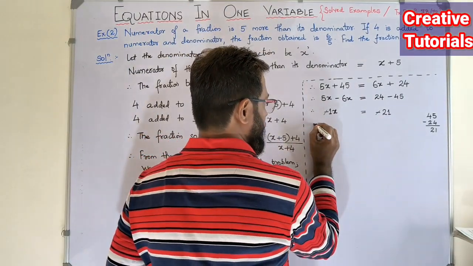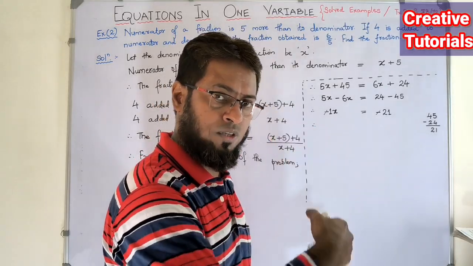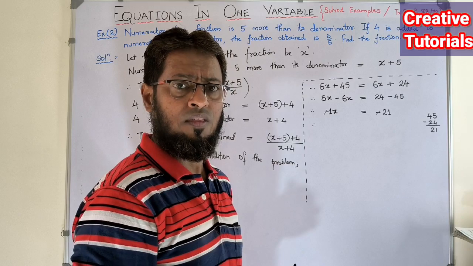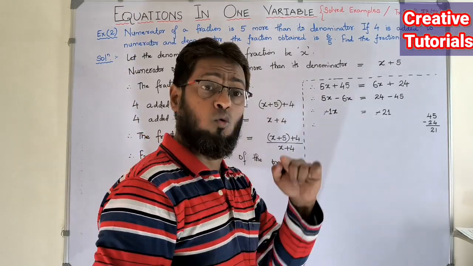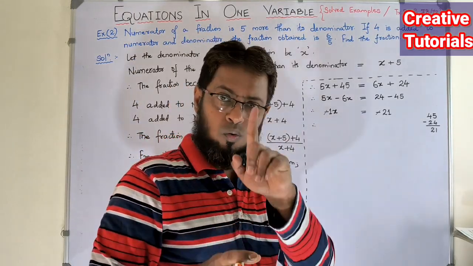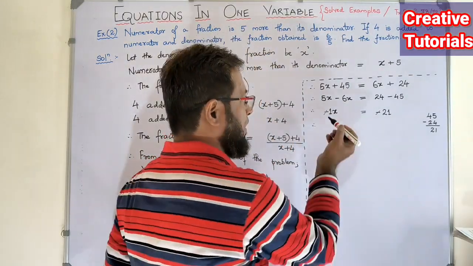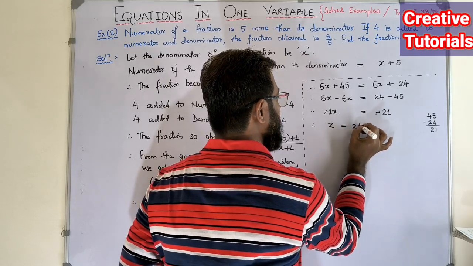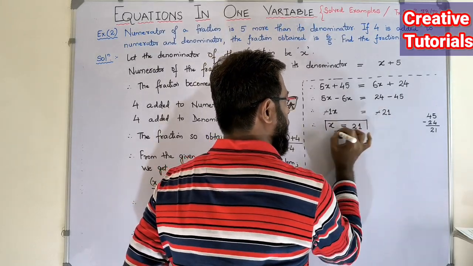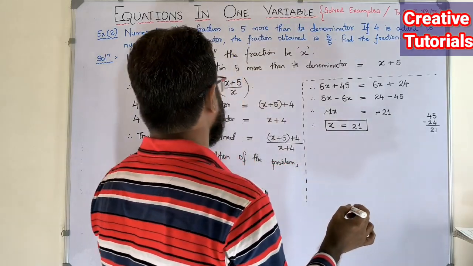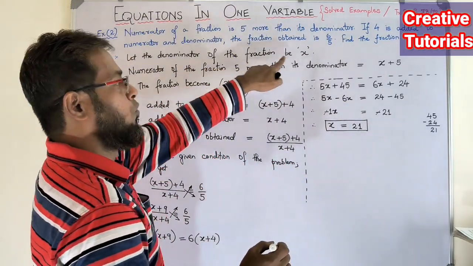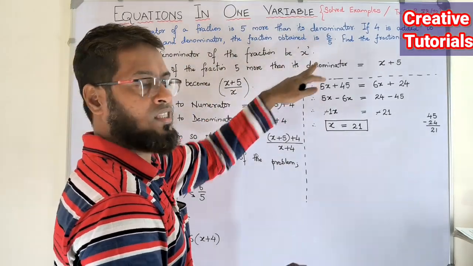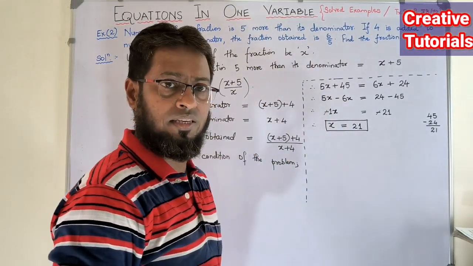Then we are left with, and I've already taught you in my previous videos that whenever the coefficient of any variable is 1, we write only the variable. So the variable is x, so I will write x. Therefore, x is equal to 21. Now what I have got is nothing but the value of our denominator which we had supposed. We had written here that let the denominator of the fraction be x. So we have got the value of our denominator.